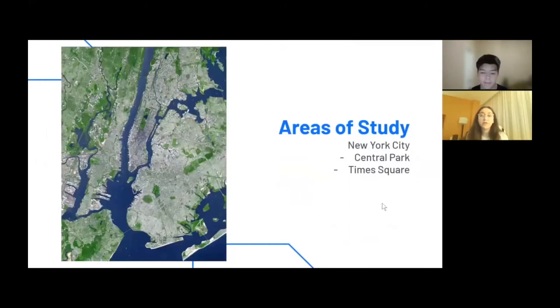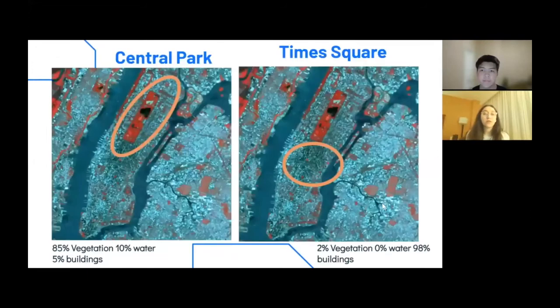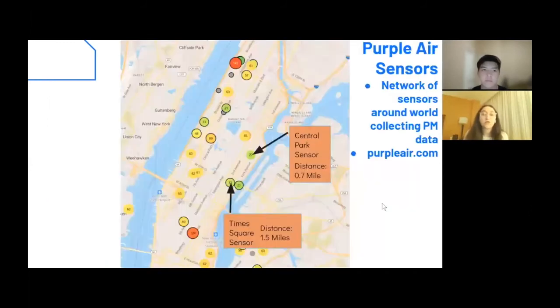And the areas of study that we mainly focused on were Central Park and Times Square. So we used MultiSpec to do a supervised classification of both areas, and we saw that Central Park had 85% vegetation, 10% water, 5% buildings, while Times Square was 2% vegetation only and 98% buildings. So there was a stark difference in the landscape. We also chose those two areas because of the amount of PurpleAir data in the PurpleAir sensors that were nearby, which are a network of sensors around the world that collect particulate matter data.